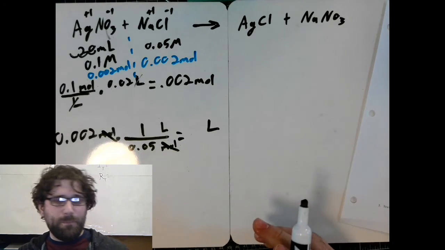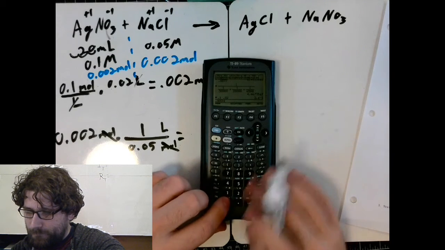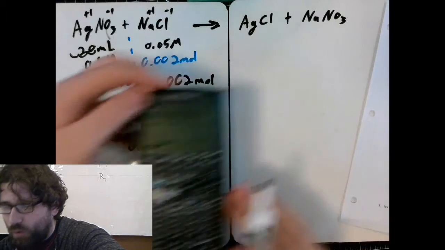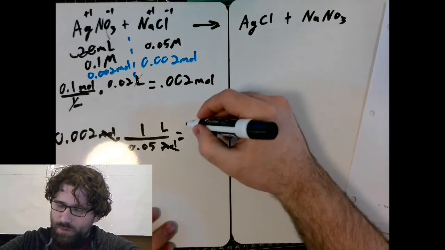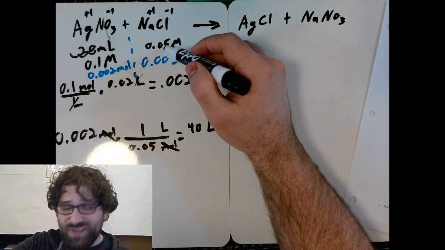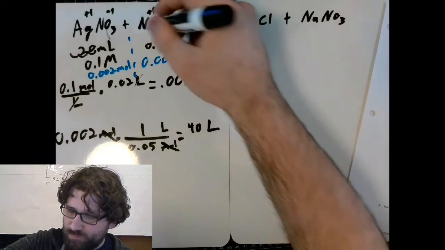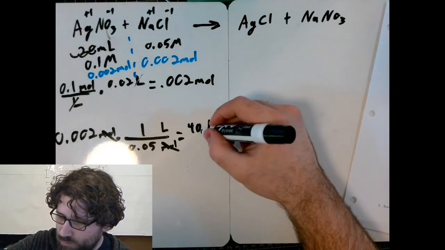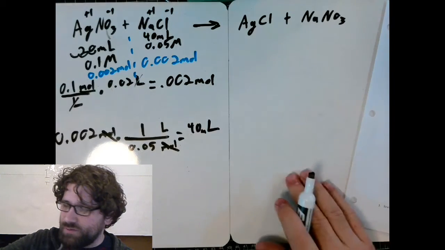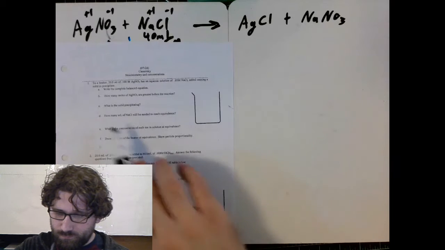How many liters is that? And that gives me 40 milliliters. So my concentration is half, so my volume's got to be double. That should make pretty good sense. So 40 milliliters. It's going to be 40 milliliters of NaCl. Okay? What else do I need to figure out?